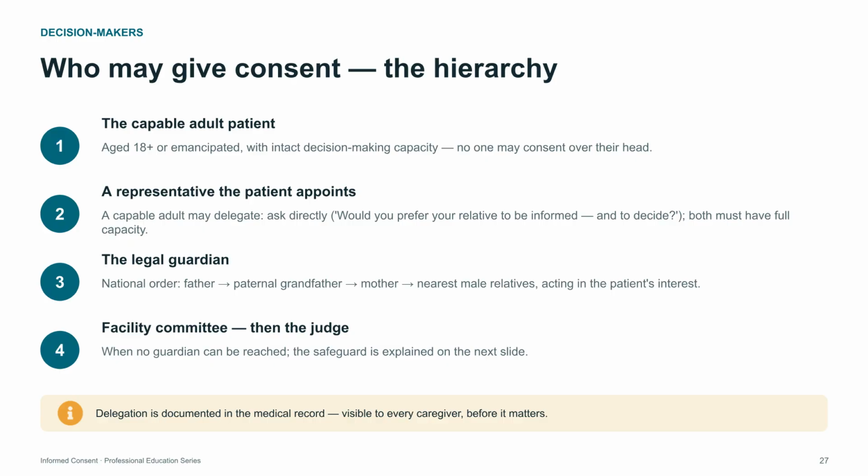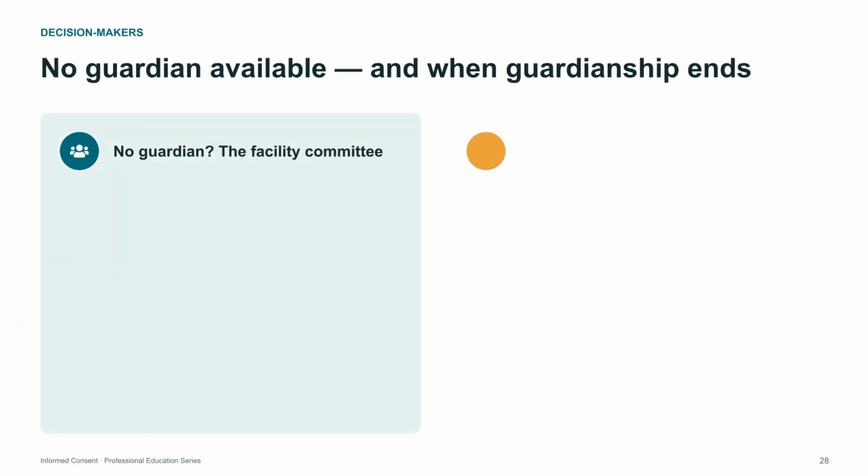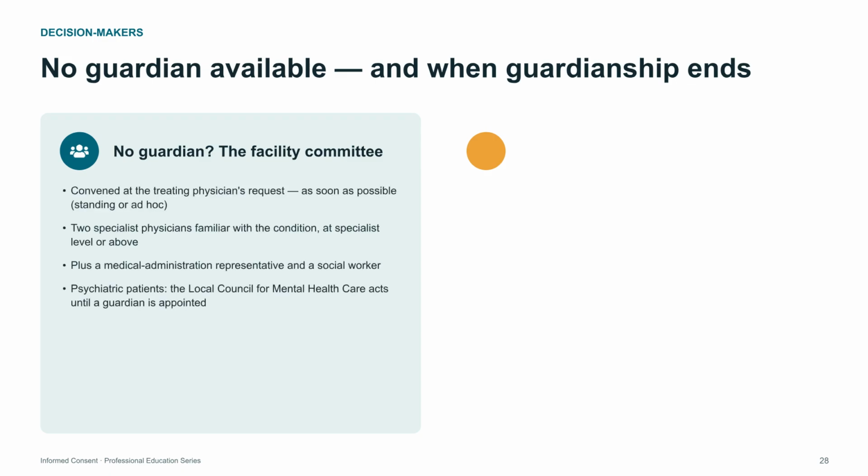Regarding the hierarchy of decision-makers, the capable patient is first. Second, a patient-appointed representative, if capacity is confirmed for both. Third, the legal guardian in the national order of precedence. Fourth, the facility committee or judge when no guardian is reachable. If no guardian is available, a facility committee, comprised of 2 specialists, an administrator, and a social worker, convenes.